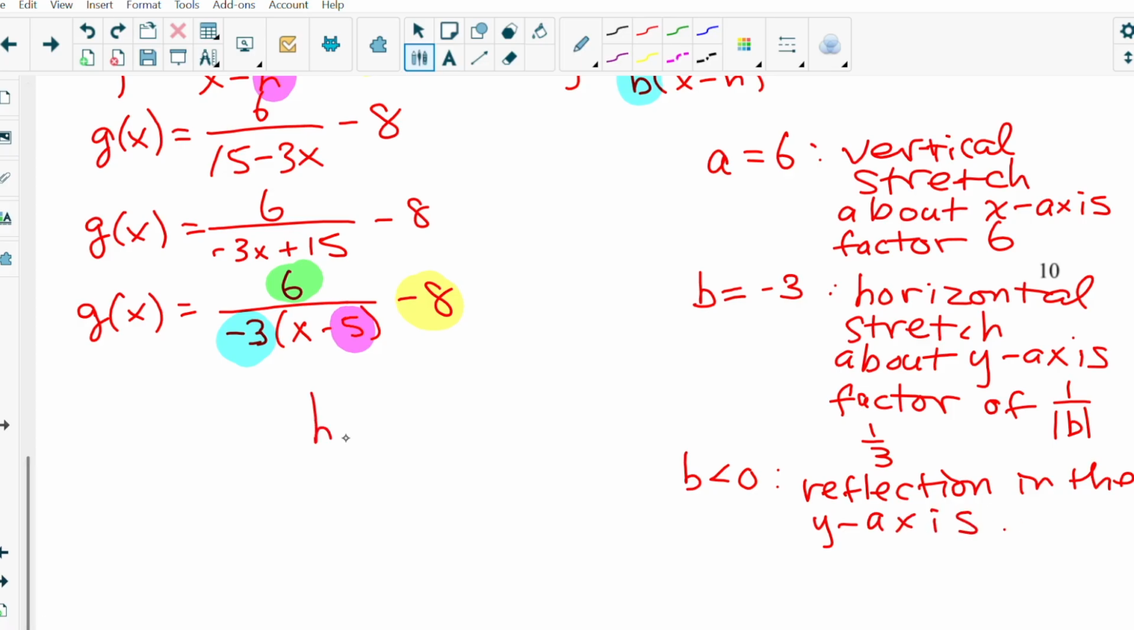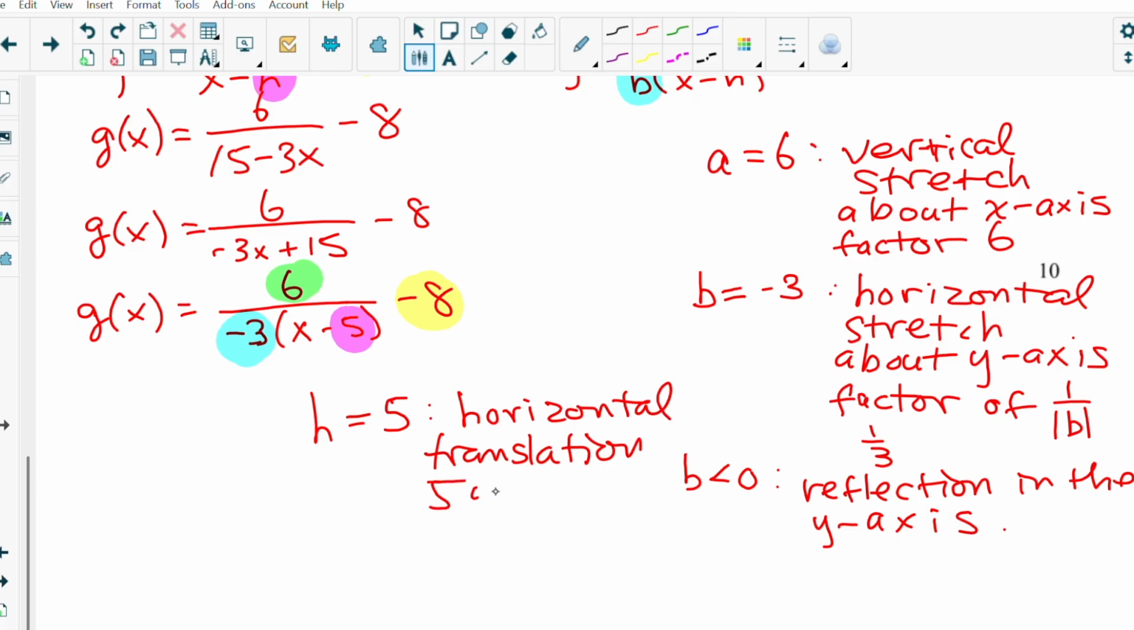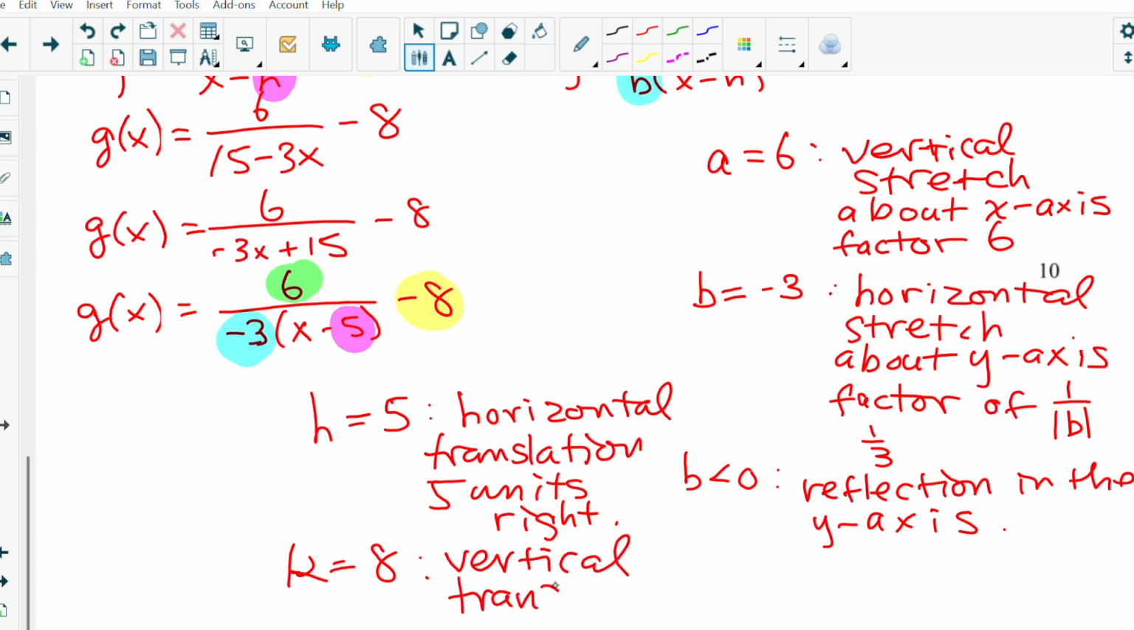And then h equals 5. That is a horizontal translation, 5 units to the right. And then k value of 8, that is a vertical translation, 8 units, that's positive, so 8 units up.